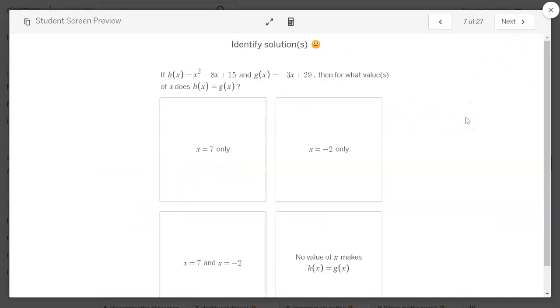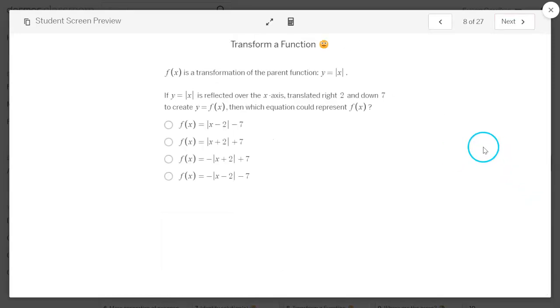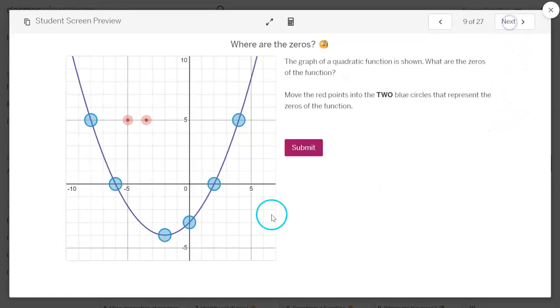Okay, now we have two functions, h of x, which is quadratic, and g of x, which is linear, and what values of x will make h of x equal to g of x. Now they can solve this algebraically. They can also solve by graphing. Here is a transformation of the absolute value parent function, so which equation would represent the new function. I really like this one.